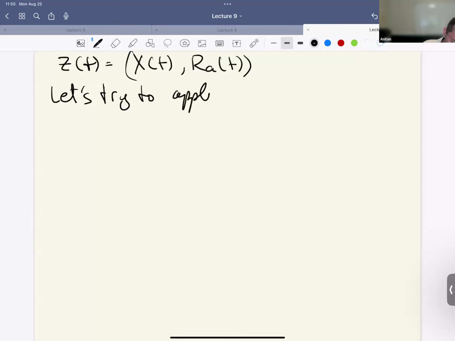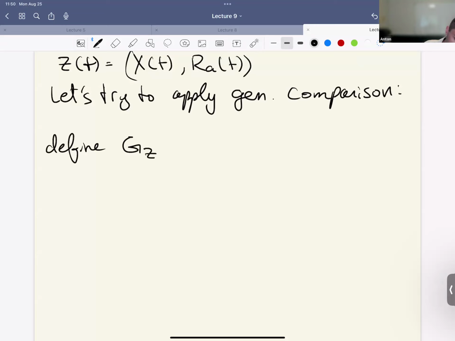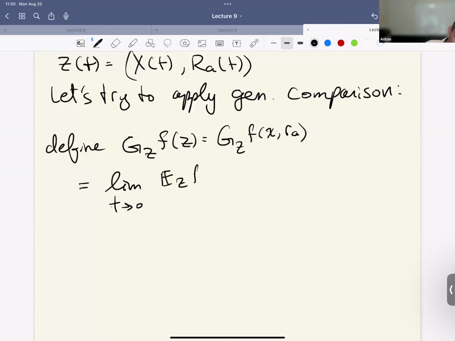Okay, so let's try to apply generator comparison. And we define the generator with respect to the workload process, which has two components to it, the workload and the residual arrival time. We define this as the limit as t goes to 0 of the expected value sub z of f of Z of t minus your initial condition, over t.